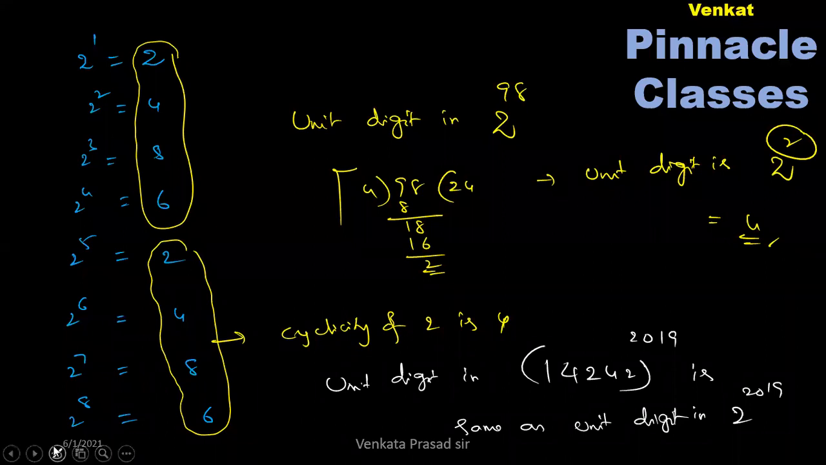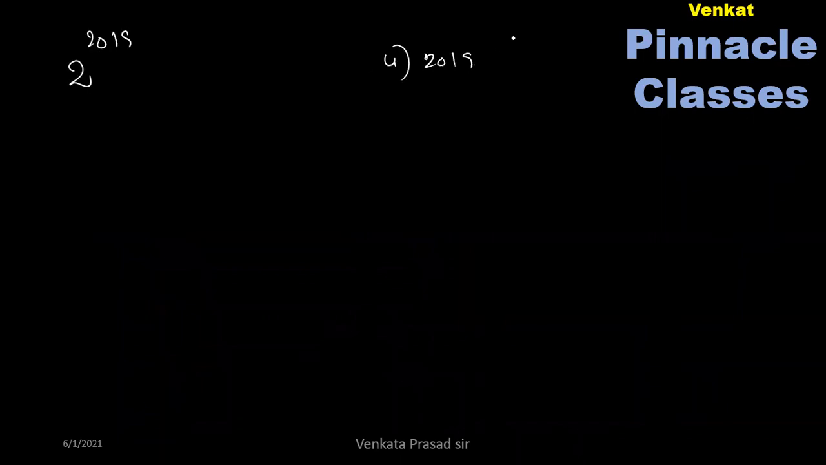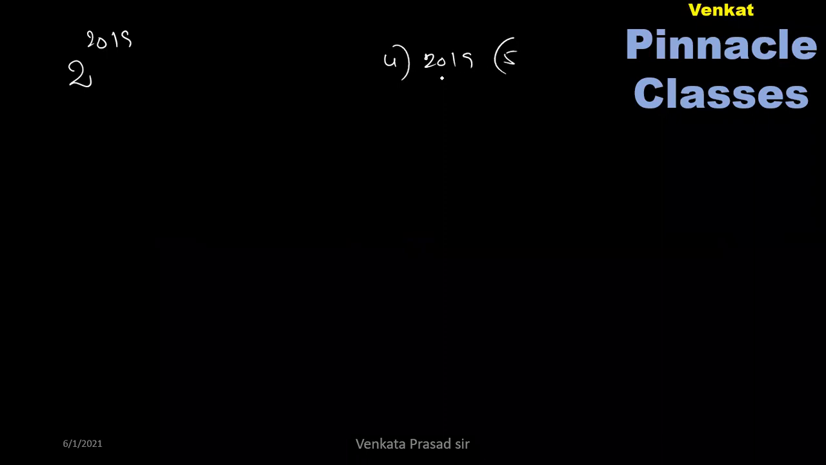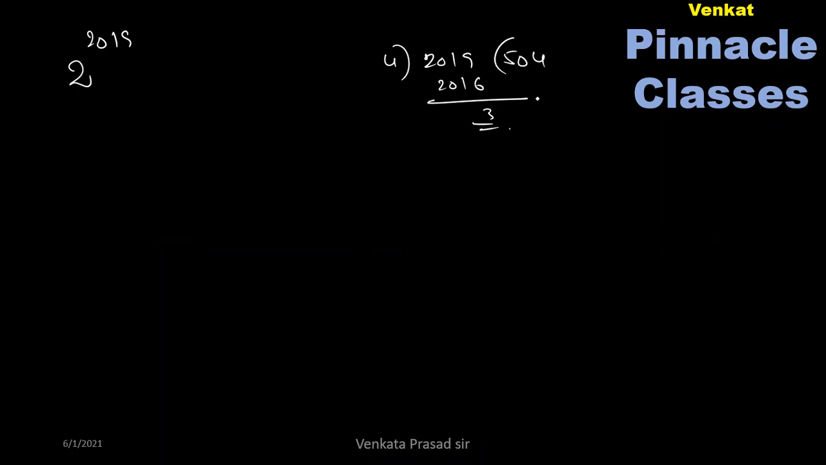Okay, I will explain. See, 2 power 2019, divide with 4. What is the remainder coming? Anyone? 3, sir. Yeah, good. 2016, the remainder is how much? 3. Fantastic. That means what is the unit digit? It is 2 power 3. How much is coming here? 8. That is the meaning.